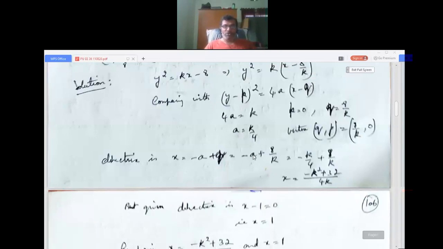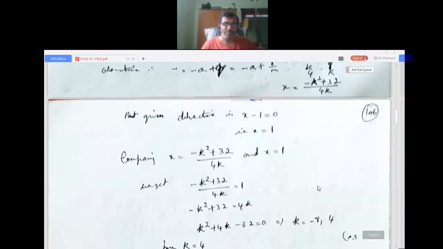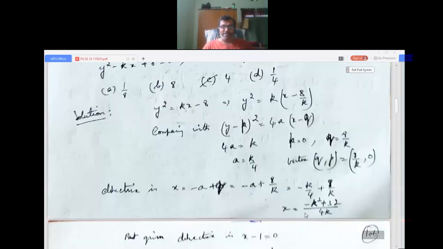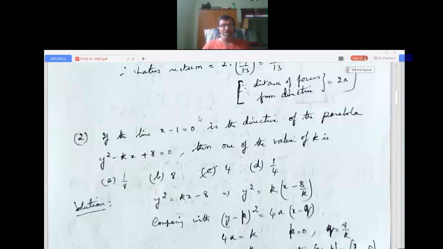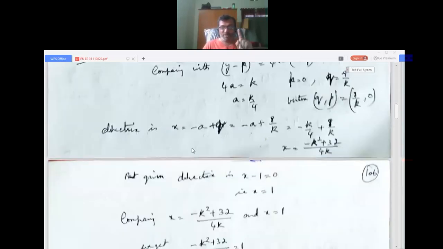So x is equal to minus a plus q, that is minus k by 4 plus 8 by k. Taking LCM, which you know how to take so I need not explain, I get the directrix as x is equal to minus k squared plus 32 by 4k. But given in the problem, the directrix is x minus 1 equals 0, that is x equals 1. One parabola can have only one directrix, so it is unique.